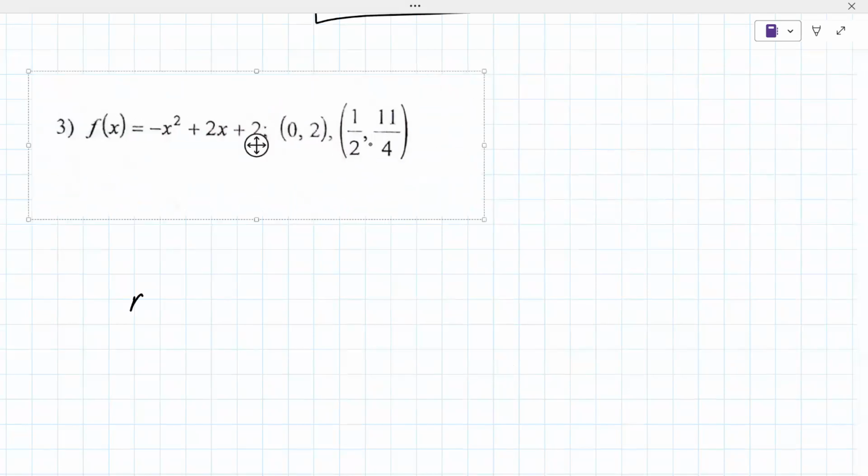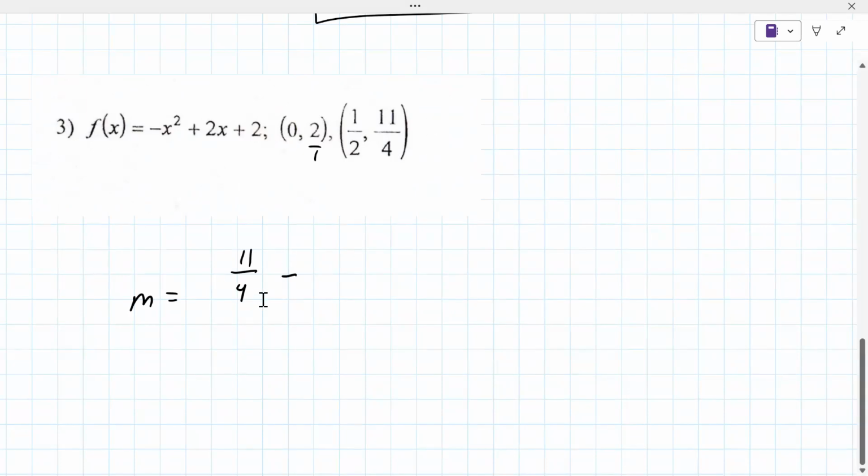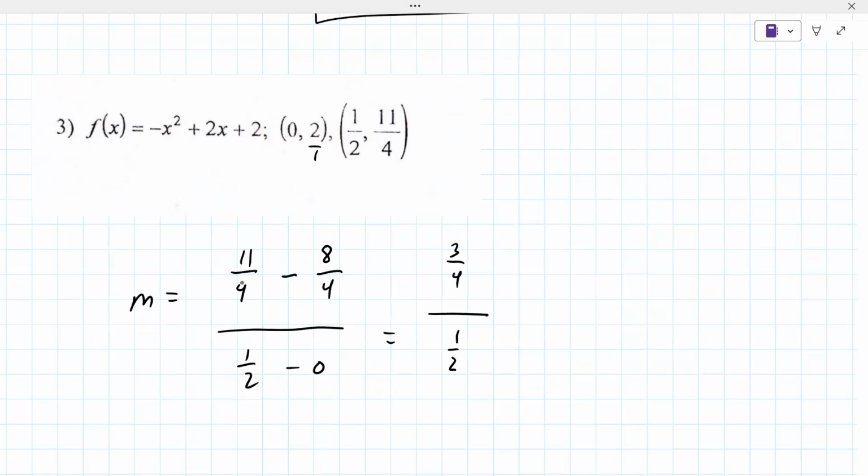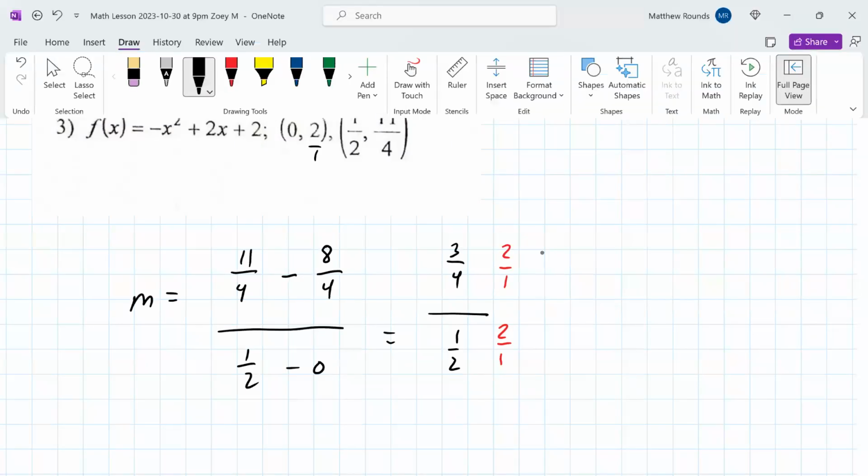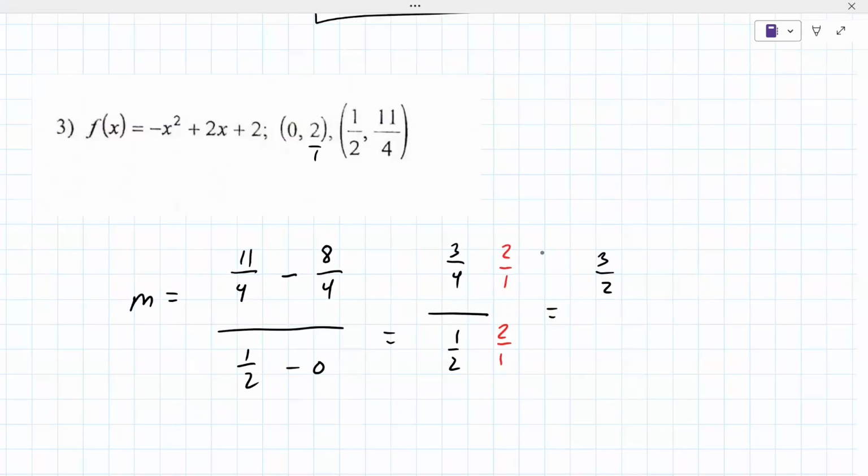So the first part of the problem here, you're going to find the slope. It's 11 over 4 minus 2. Now, because I know already ahead of time we're going to have to make a common denominator, I'd like to just convert it to 8 over 4. And then we got 1/2 minus 0, just to kind of make this go a little faster. And then you multiply by the reciprocal. The less that you have to actually show steps wise, the easier. So there's your slope. Your slope is 3/2.